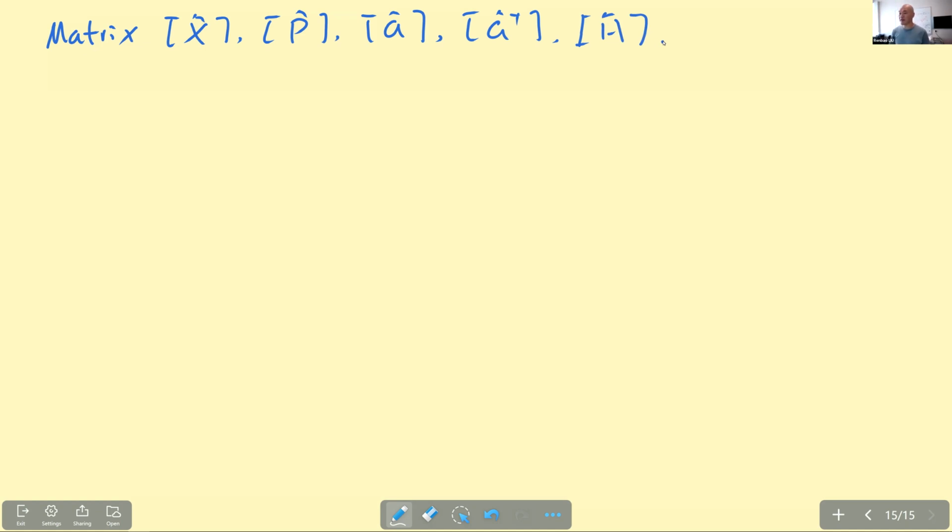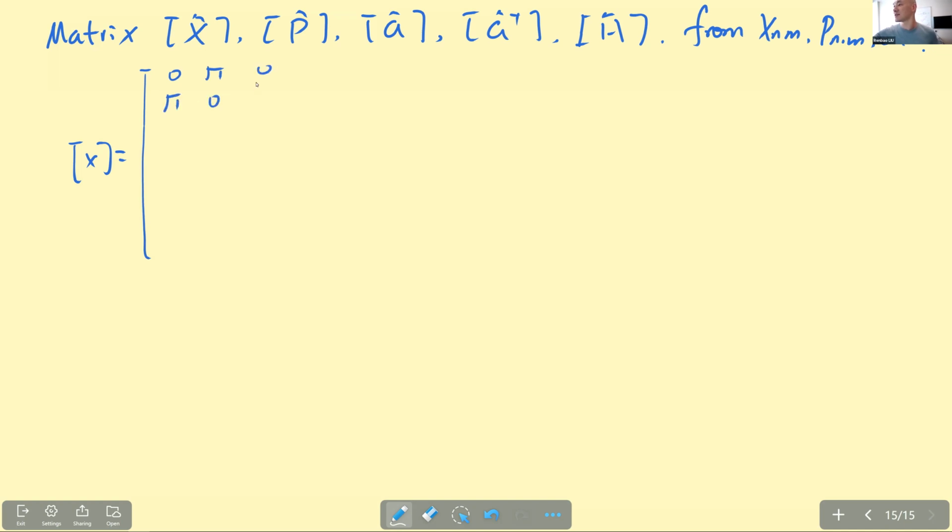But since we know that this is X_mn, P_mn, right? So suppose, okay, now the matrix of this X can be written as 0, square root of 1, square root of 1, 0, and 0, square root of 2, 0, square root of 2, 0, 0, 0, square root of 3, square root of 3, 0, 0, and 0. So you can continue this way.